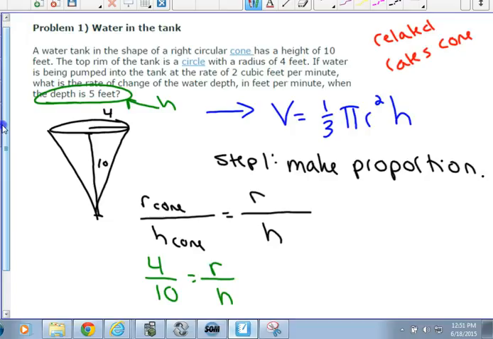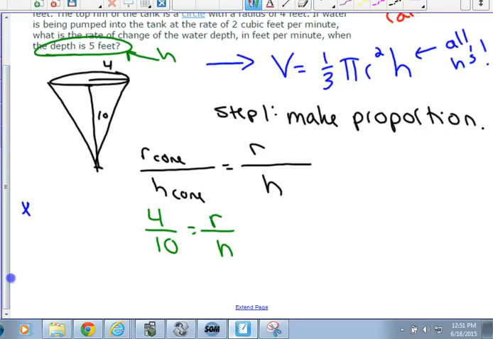We want to get this all in H's, because we don't know anything about the radius. We just know that the depth is going to be 5 at some point. We would want to solve for R. Good job, Olivia. So you want to solve for R. That way, we can get rid of the R up here and make them all H's.